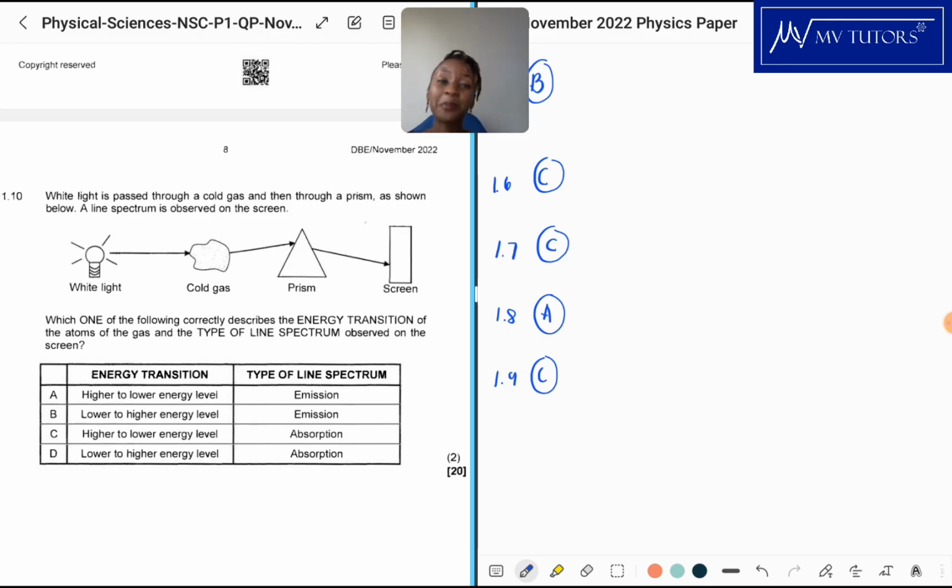So now we have option B and D available to us. So we're not going to bother with A and C.